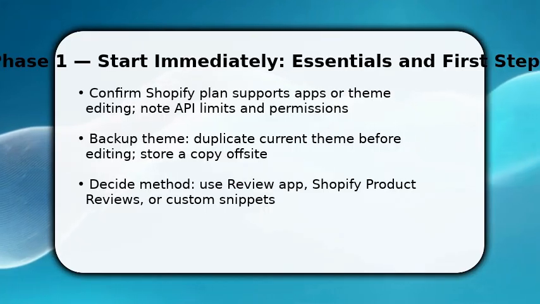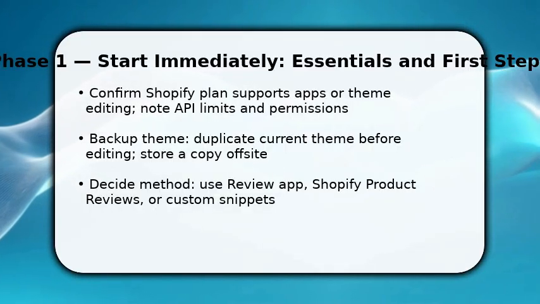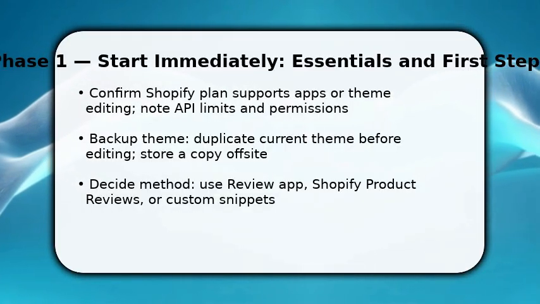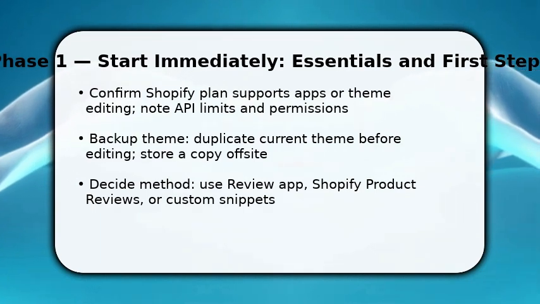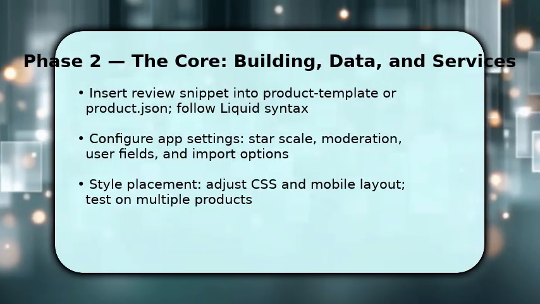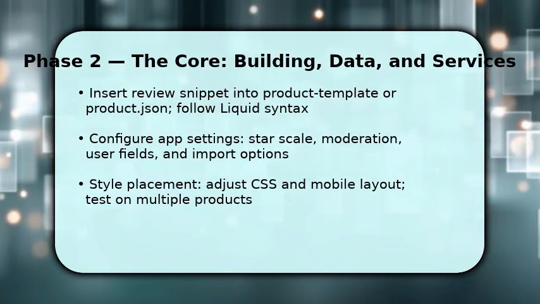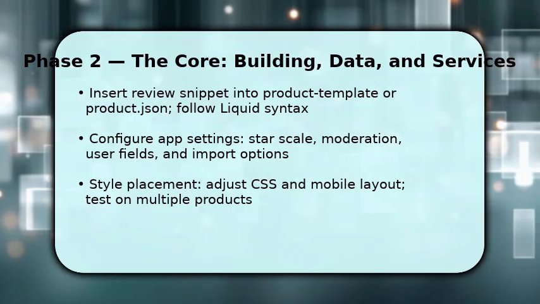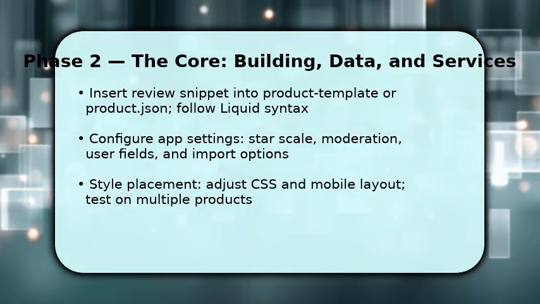Once done, locate the product template or main product JSON section. We'll add the review block next, step by step, careful and reversible. Now you add the review component. If using Liquid, paste the snippet into product template or product JSON sections where reviews should appear. If using an app, connect it to products and map fields, star rating, title, body, and optional photos.